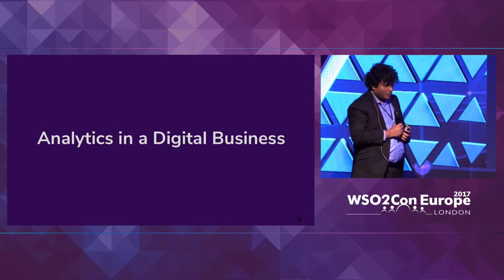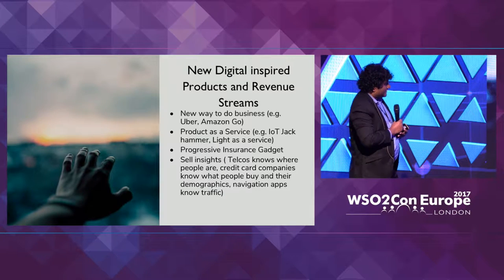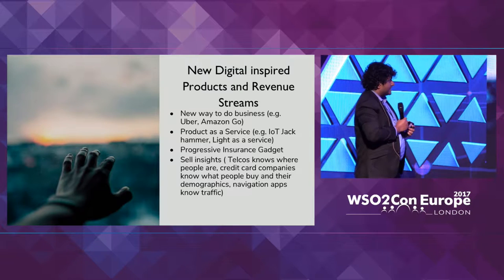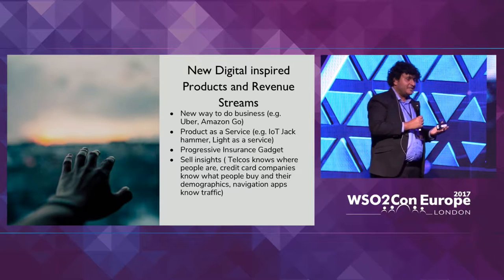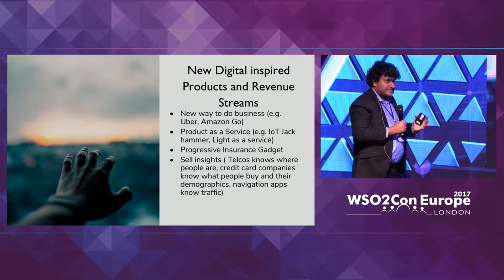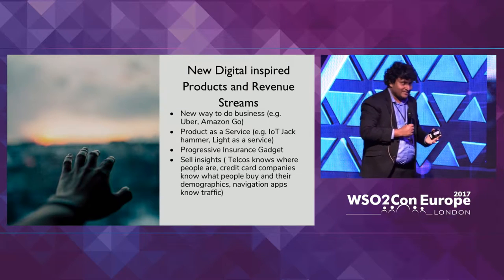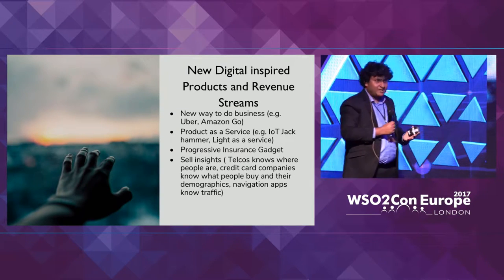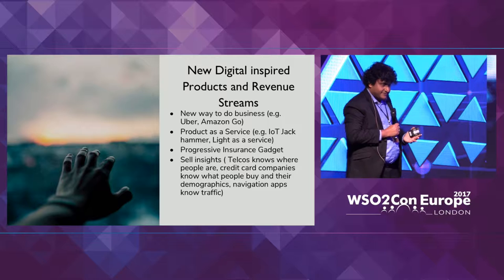Let's go into how analytics is used in digital businesses. For example, let's look at digital inspired products and revenue streams. If you look at the early examples, Uber, Airbnb, Amazon Go, and so on, you will see that those are all new ways of doing business with these digital platforms. Uber is known as the biggest taxi company in the world without owning any taxis. And Airbnb, the biggest hotel chain without owning any hotels, and so on. So that's an amazing feat in itself.